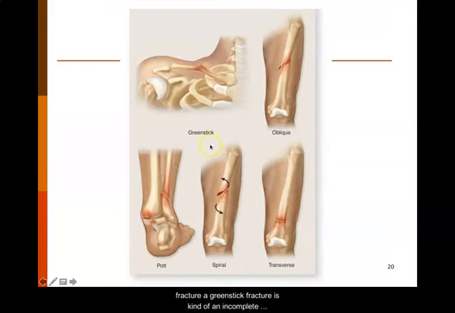Next up is a green stick fracture. A green stick fracture is kind of an incomplete, splintery fracture. It's often described as when you see a twig on the ground. You know how if you try to snap a green twig, a fresh twig, it doesn't snap in half very clearly or very completely, maybe just a part of it. And then if you tried to snap a dry brown twig, it would snap completely in half. So green stick is that incomplete fracture.